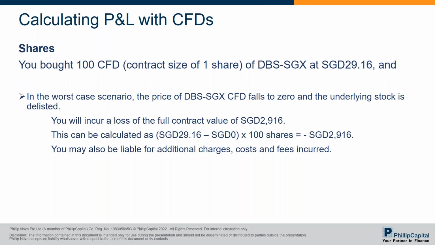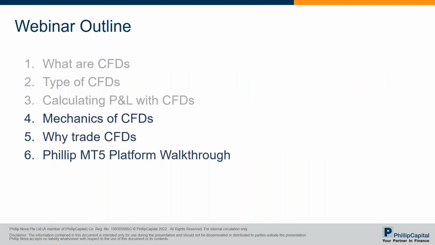This is one of the risks of trading CFD, that if the underlying stock is delisted or falls to zero, the same goes for your CFD contract. All right, so we've covered what CFDs are, some of the types of CFDs that you can trade, and we also did an illustration on calculating the profit and loss for CFDs. Next up, I think we can go on to some of the mechanics of CFDs.